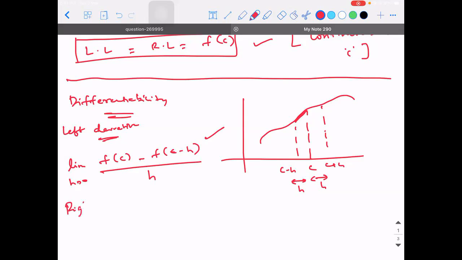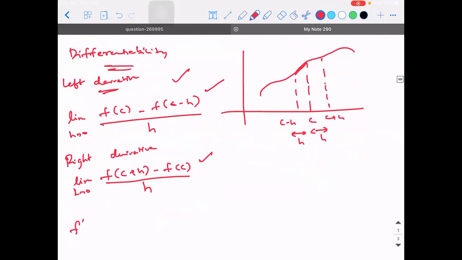Yes, sir. What about the right derivative? Limit h tends to 0, f of c plus h, coming from the right, minus f of c, divided by h. Okay. So this will give you a numerical value. This will give you a numerical value. Similarly, if you find f dash of c, this will also give you a numerical value. If all these three values are the same, then you can say that the given function is differentiable at that particular point. Right? So these are the steps you need to follow. Got it? Yes, sir.